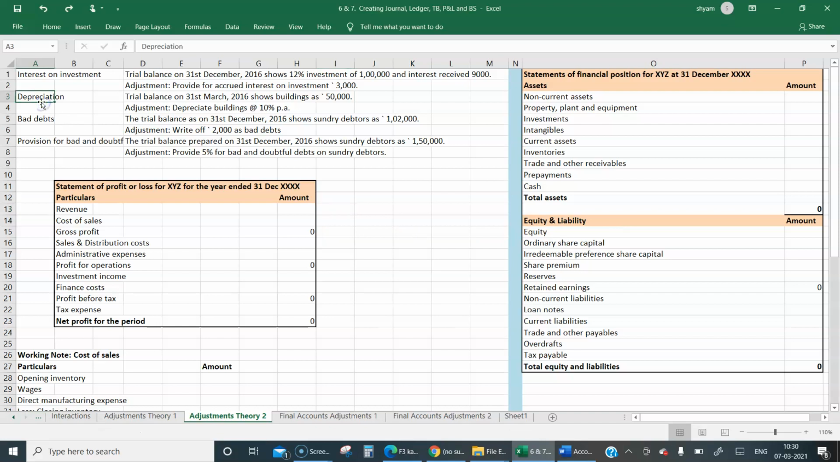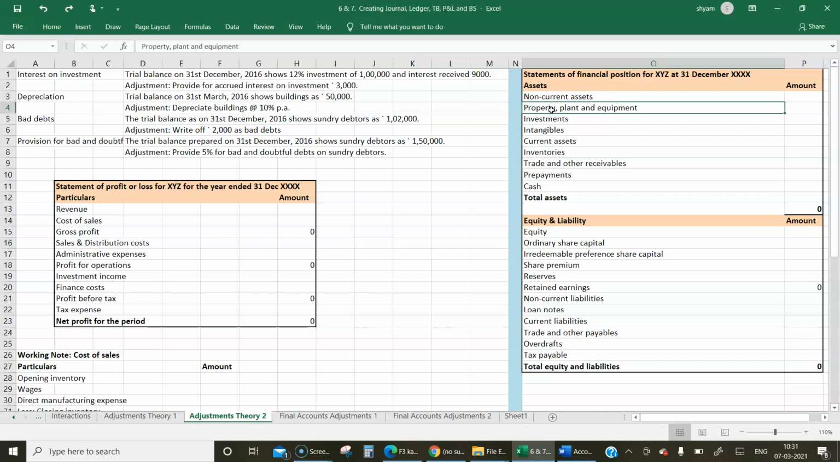So now we'll move on to the next item, which is called depreciation. The trial balance on 31st March 2016 shows a building as 50,000 and depreciates the building at 10%. So we have a building which is 50,000 worth and depreciation is 10% of it, so 5,000.